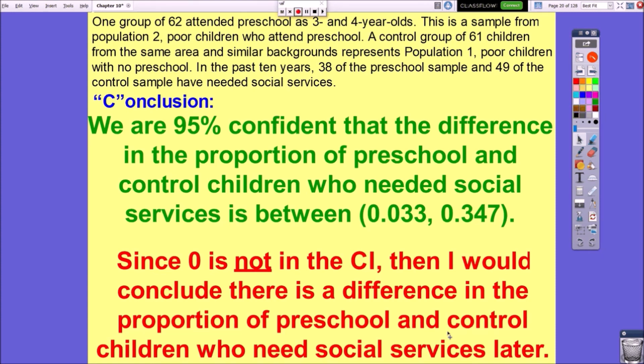Now, the other small thing to conclude here is that since these kids were not randomly selected, then really these results that we found only apply to these 62 kids that actually went to preschool and the 61 kids who did not go to preschool. The only way we can apply this to all 3 and 4 year olds that do or do not go to preschool would be if they were randomly selected from the population.